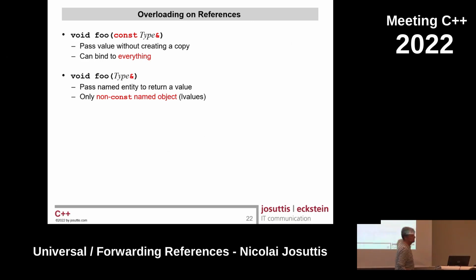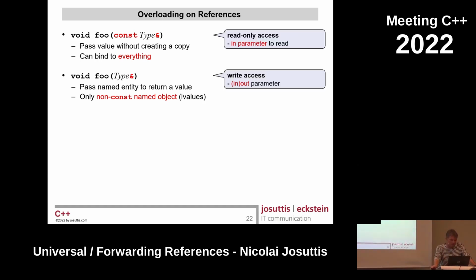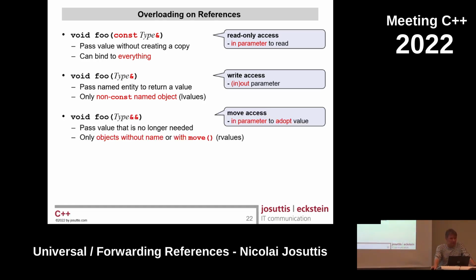Okay, good. So let's use this whole stuff. So we have foo, const L value reference. Binds to everything. Good. It's for read-only parameters. We have foo for non-const L value reference. We only bind to non-const named objects. It's an out or in-out parameter. Then we have foo for an R value reference. It only binds to objects without a name or those marked with move, so to R values, which means to PR values or X values. And that's when we semantically want to steal something, when the caller says, I no longer need the value.